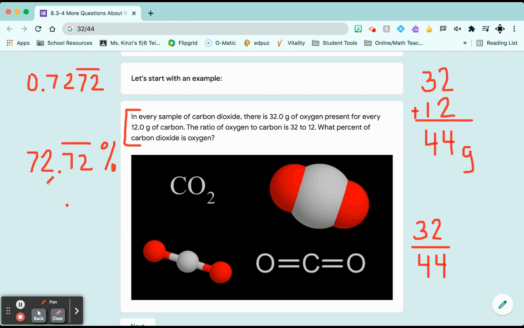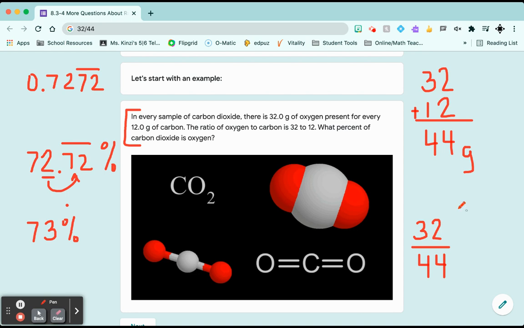You could simply round it. So if I were to round this to the nearest whole percent, I'd be looking at the whole number 72 and thinking about the number to its right, how 7 is greater than 5, and so my answer is going to be 73%. That's rounded to the nearest whole percent.